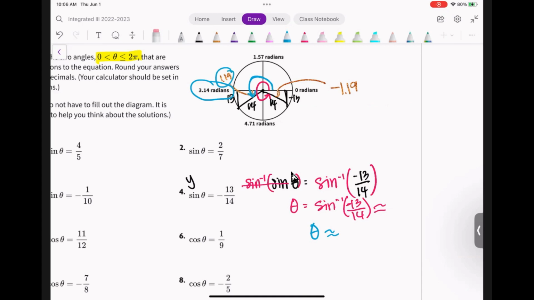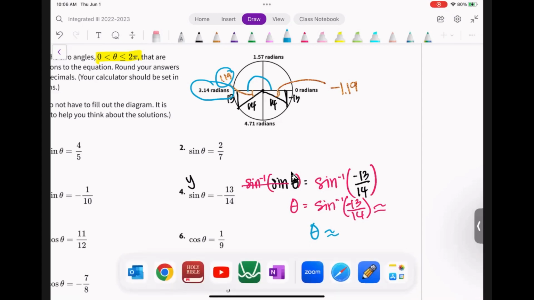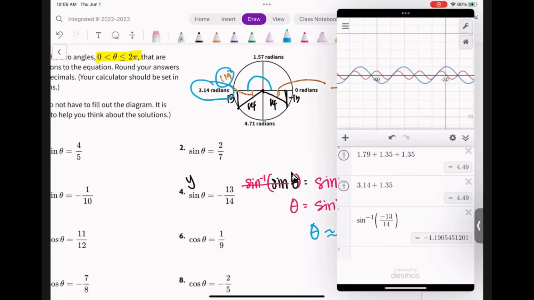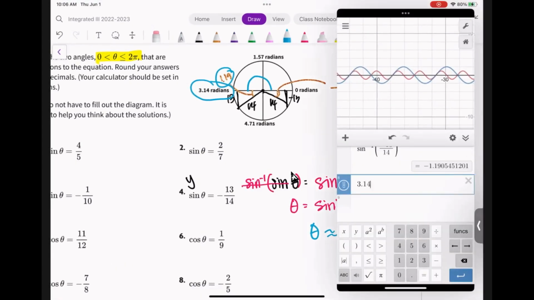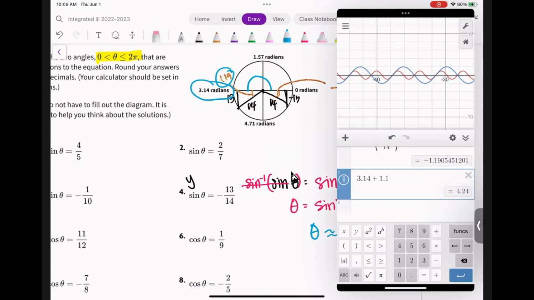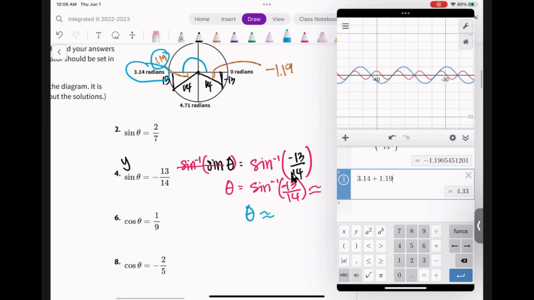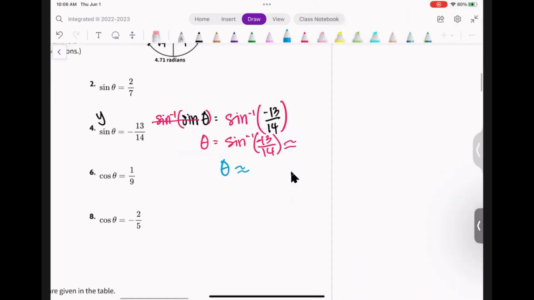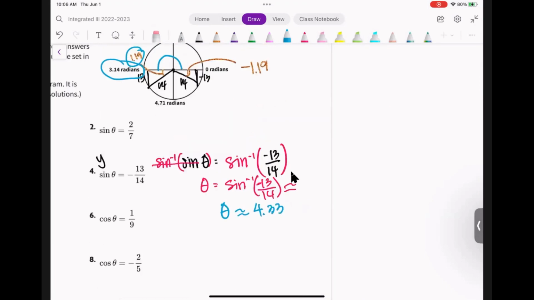Let me just clean this up a little bit. So 3.14 goes from here to here, and then plus that extra little bit is 1.19. Does that make sense, why it would be 3.14 plus 1.19? So 3.14 plus 1.19 is 4.33. So this answer over here is 4.33.